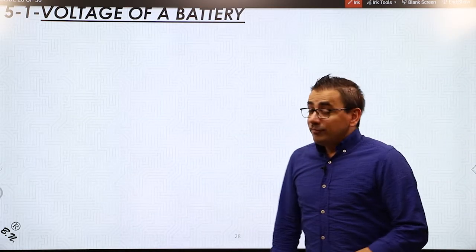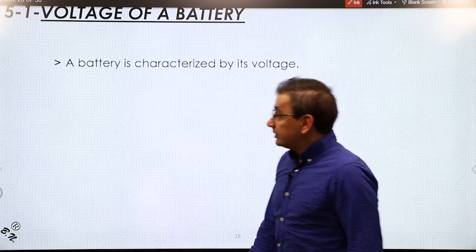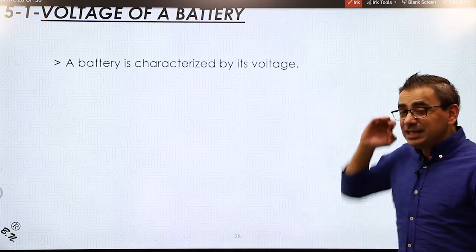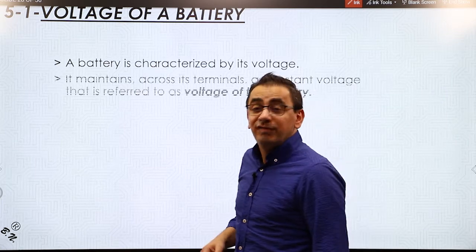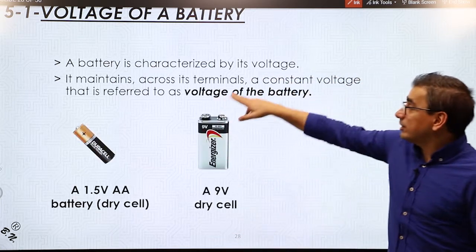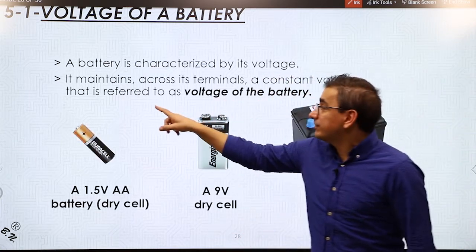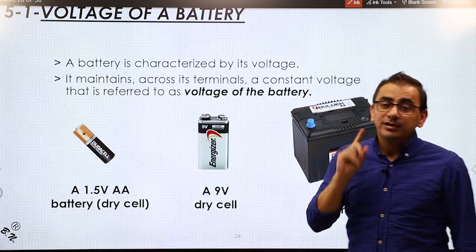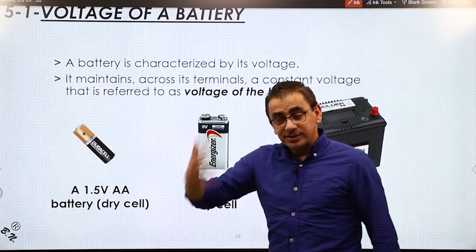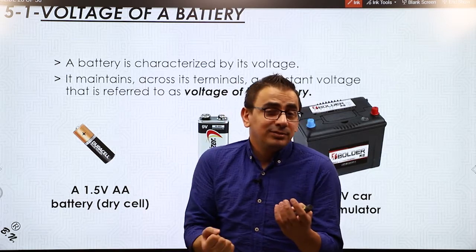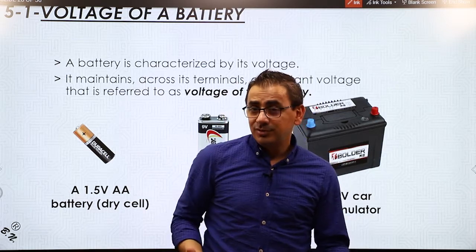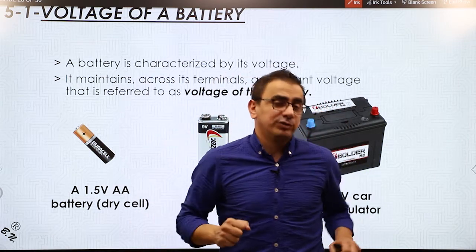Okay. Voltage of a battery, which is very important here. A battery is characterized by its voltage. We assume that the voltage of the battery is fixed. It has one value. It maintains across its terminals a constant voltage that is referred to as voltage of the battery. Now, when we buy a battery, after some time, this battery is gonna dry up. When a battery dries up, it has no more voltage, between quotations.